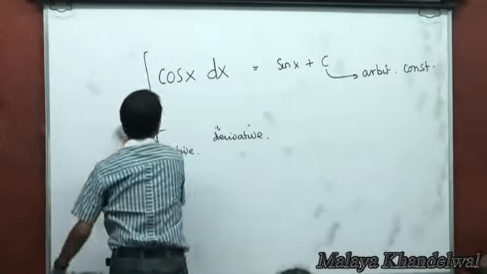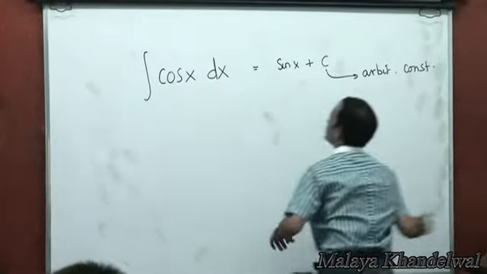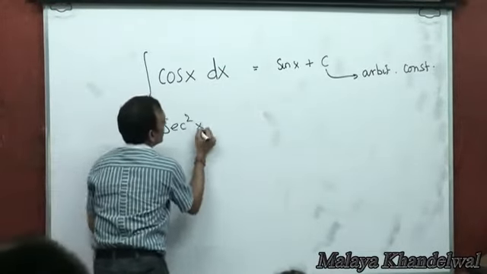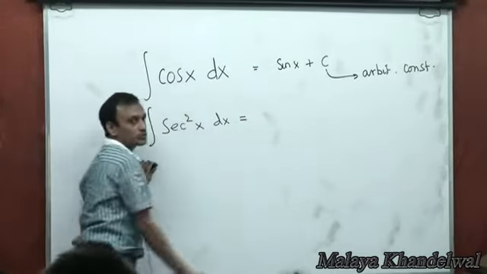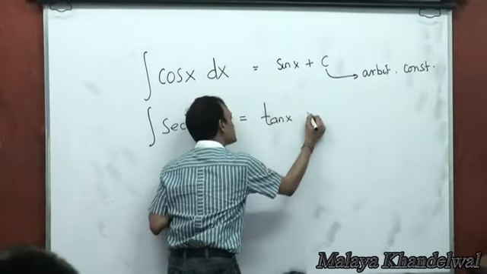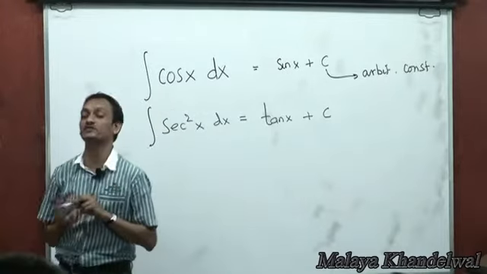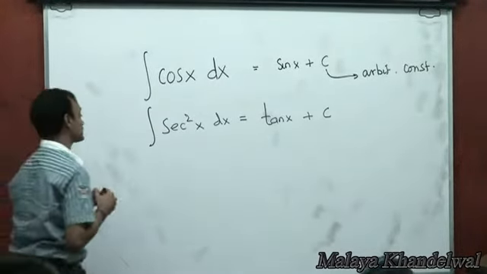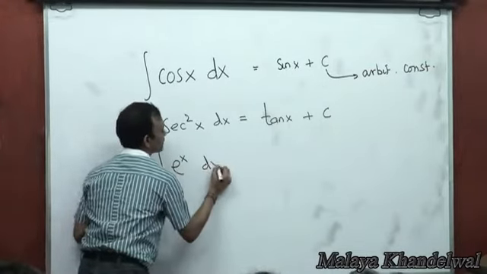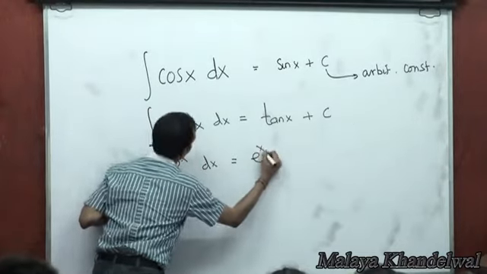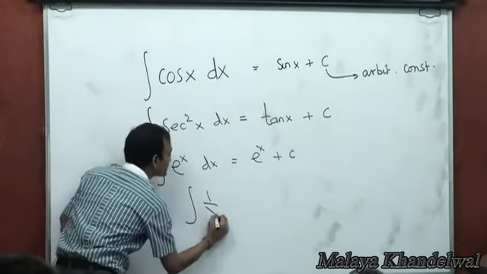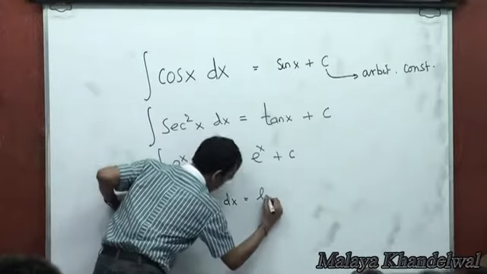Now, suppose I ask you this. Integral sec squared x dx. What would this be? Tan x plus c. It's not just tan x, but tan x plus c, which when differentiated with respect to x gives me sec squared x. Now if I ask you integral e power x dx. Absolutely. If I ask you integral 1 by x dx, plus c.